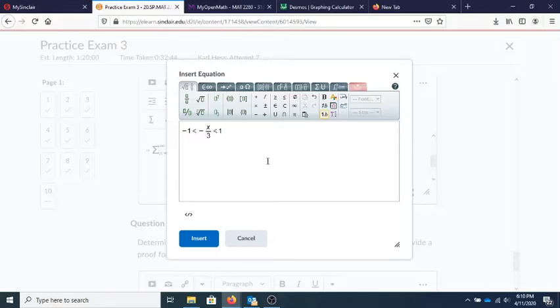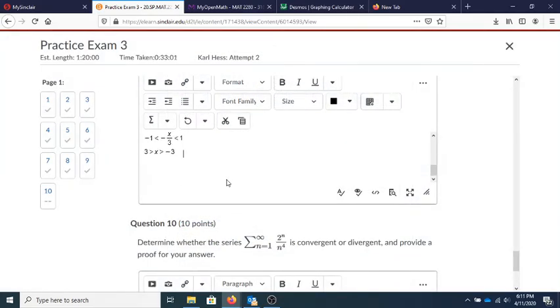Now, let me see, if I multiply through by negative 3, that's going to reverse my directions. So that's going to give me 3 is greater than x is greater than negative 3. So, the interval of convergence is, I don't really need the equation editor to write this. I can just type it. It's the interval from negative 3 to 3.